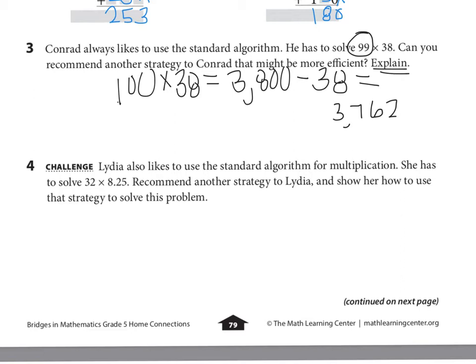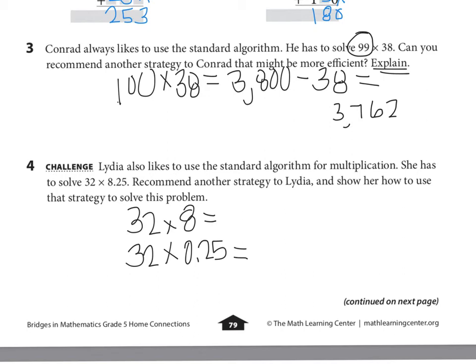Number 4, the challenge says Lydia also likes to use the standard algorithm for multiplication. She has to solve 32 times 8 and 25 hundredths. Recommend another strategy to Lydia and show her how to use that strategy to solve this problem. So perhaps I would break it up and do partial products, and I would take 32 times 8 and then solve 32 times 25 hundredths, because for that I can think 1/4 of 32.